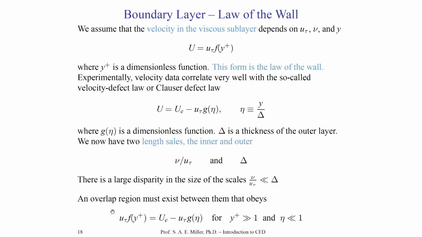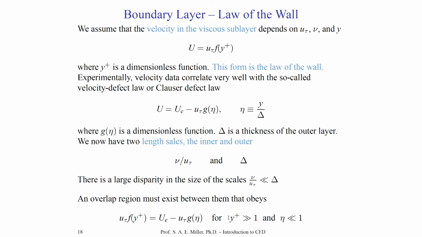Well, of course, Clauser went along and he proposed the following equation. He writes the friction velocity times some function of y plus will be equal to the ambient velocity minus the friction velocity times g of eta, which of course is this scale. Y plus is the inner length scale, a function f, and g is a function of eta, the outer scale. We need to somehow try and match these.